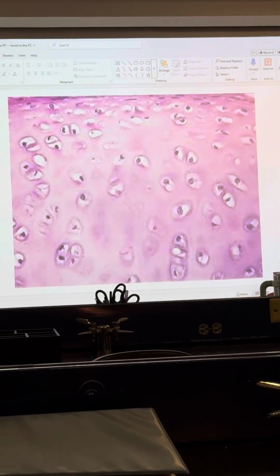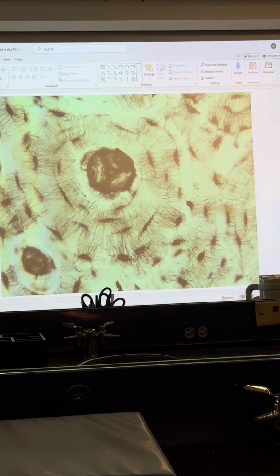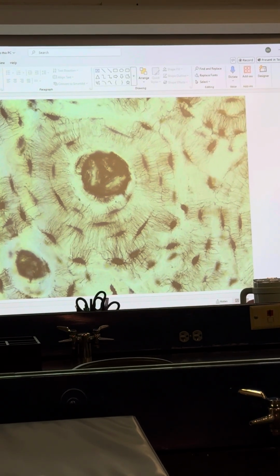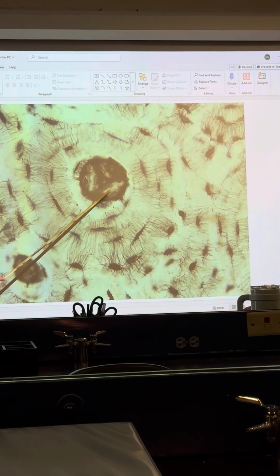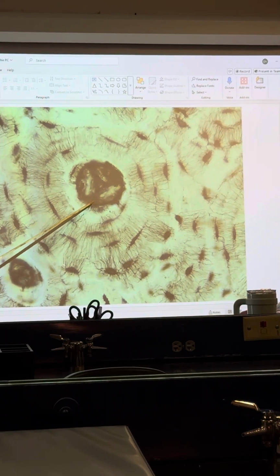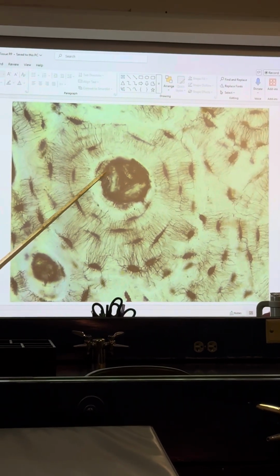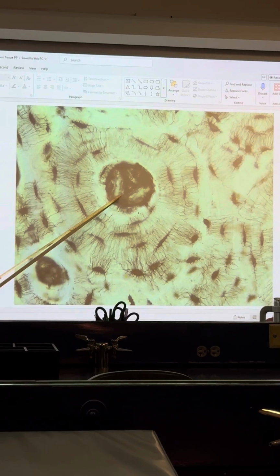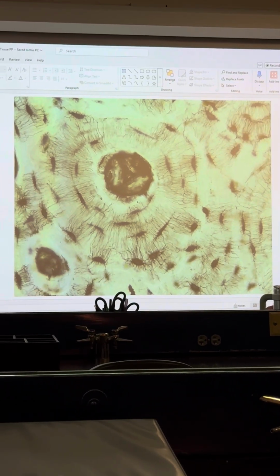Okay, what about this guy right here? What do we have? Bone. Yeah, what kind of bone? Spongy bone, dense bone? Dense. Yeah, dense, compact bone. What's this thing called? There are a couple different names for it. I call it the central canal, but there's the Haversian canal also. What does it contain? Blood vessels. Yeah, so bone has blood vessels.